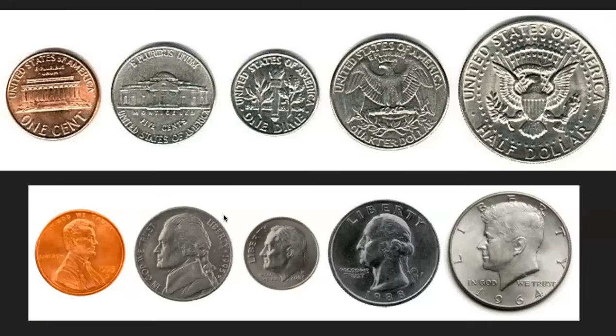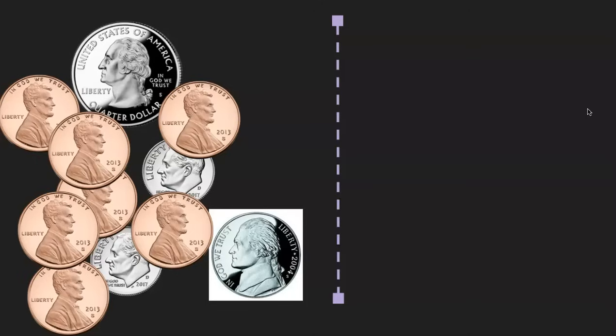Good work. So we have coins here, and you can see that the penny is smaller than the nickel, but the dime is probably the smallest coin out there. If you look at it compared to the penny, it's a little bit smaller. And then we have the quarter and the 50 cent piece. Today we're not going to be talking much about the 50 cent piece.